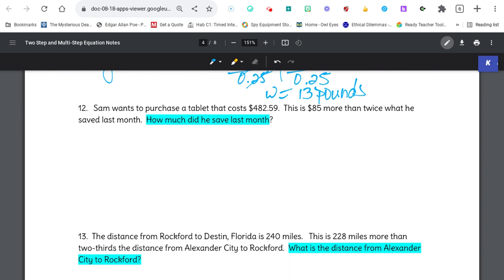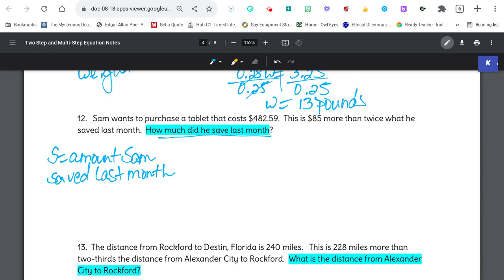Let's take a look at 12. It says Sam wants to purchase a tablet that costs $482.59. This is $85 more than twice what he saved last month. What did he save last month? Well, I don't know what he saved, so what I'm going to do is use s for the amount Sam saved last month. Okay, so when it says this is, what am I talking about? It says Sam wants to purchase a tablet that costs $482.59. So this has to be referring to the $482.59.